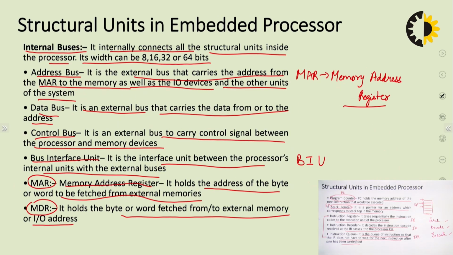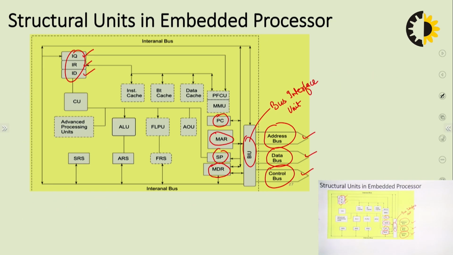So these three registers are clear, I hope. Instruction queue, instruction register, and instruction decoder are all related to execution of an instruction. Before execution of an instruction, it is sequentially fetched, then decoded, and then it is passed to the processor's control unit CU, which is present here. CU, control unit.